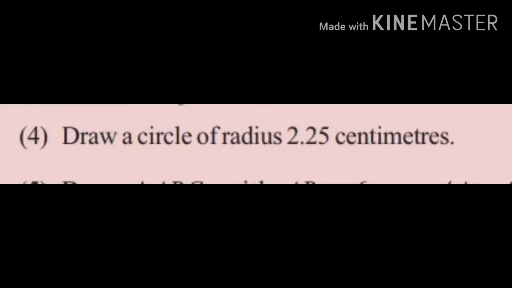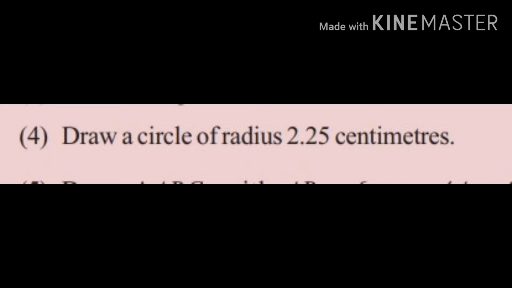Next is question number 4. Draw a circle of radius 2.25 centimeter. 2.25 centimeter is the radius. But 2.25 is not possible to measure using a scale. So in order to get 2.25, here we are using the method of perpendicular bisector.